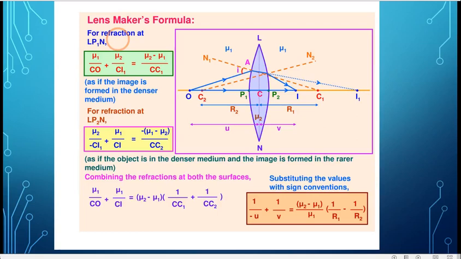The next point which we are going to discuss is the Lensmaker's equation. In this we are going to find the relation between refractive index, focal length and radii of curvature for a thin lens. We are going to consider a lens of radii of curvature R1 and R2 kept in a medium such that mu1 is the refractive index of the material of the lens with respect to the outside medium.